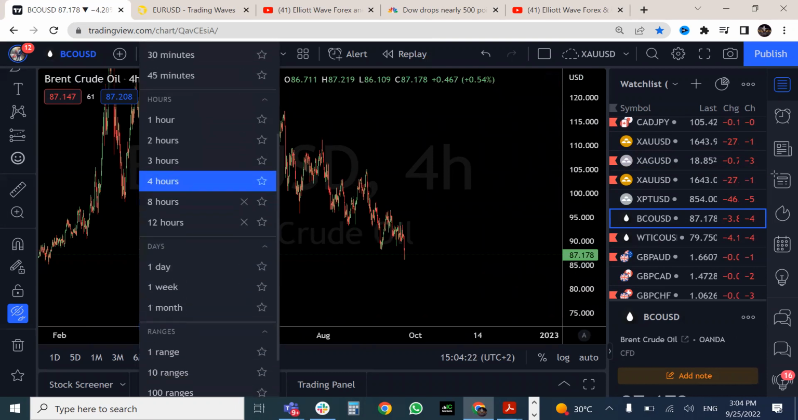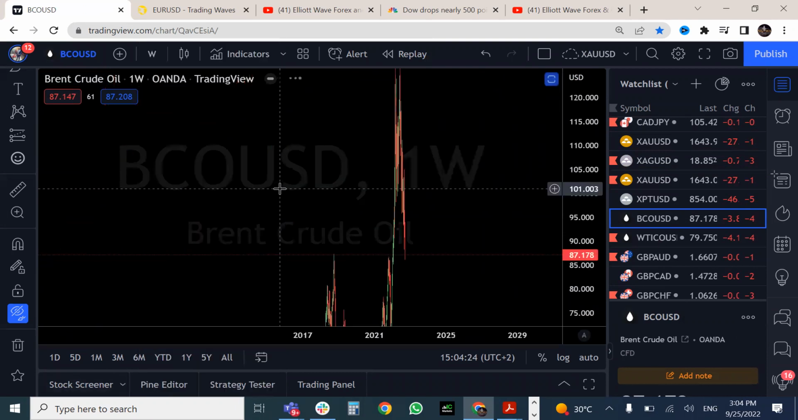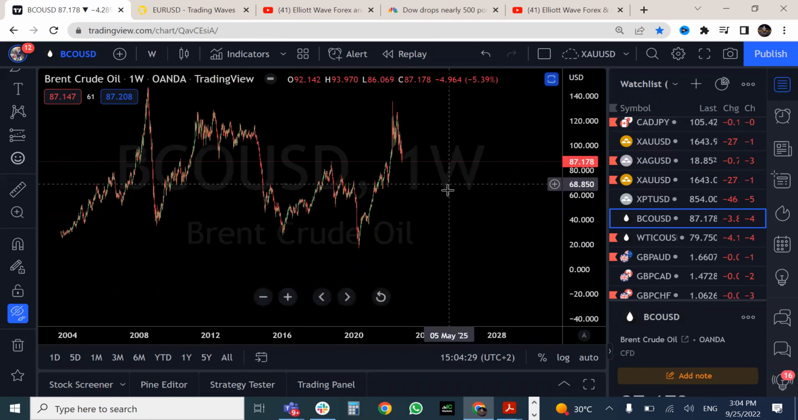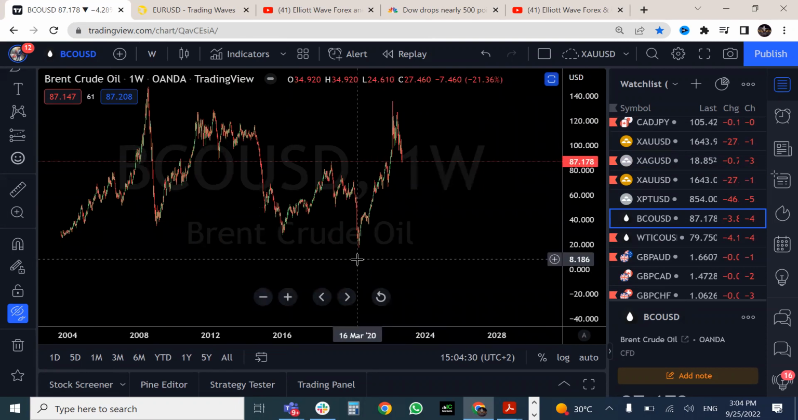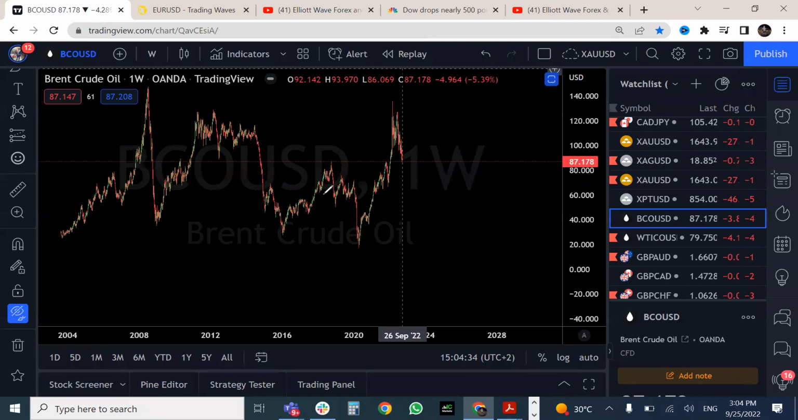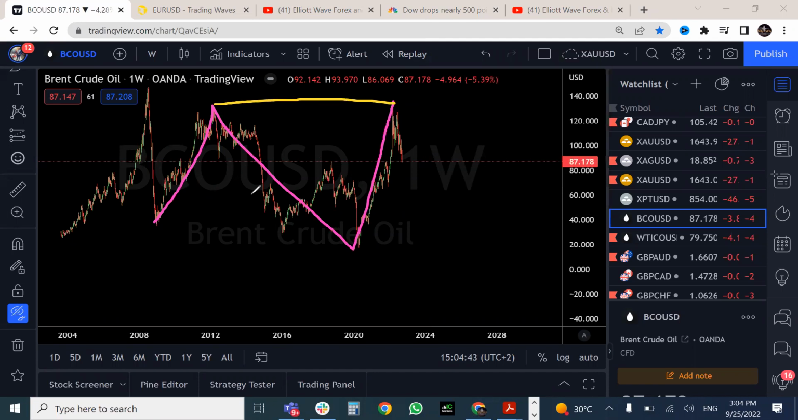I'm going to show you again so you don't miss this. There's a likelihood that Brent crude oil could go back to the lows of around 2020, where it was about $16. If that is the case, that means this will be the structure that Brent crude oil will be playing out. Let me draw it clearly here.